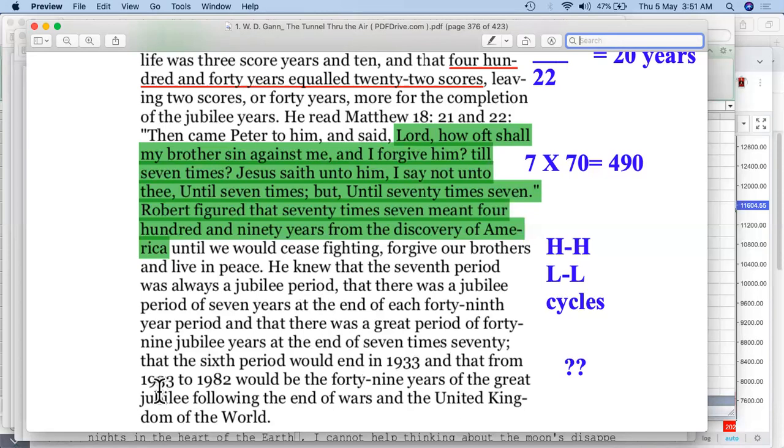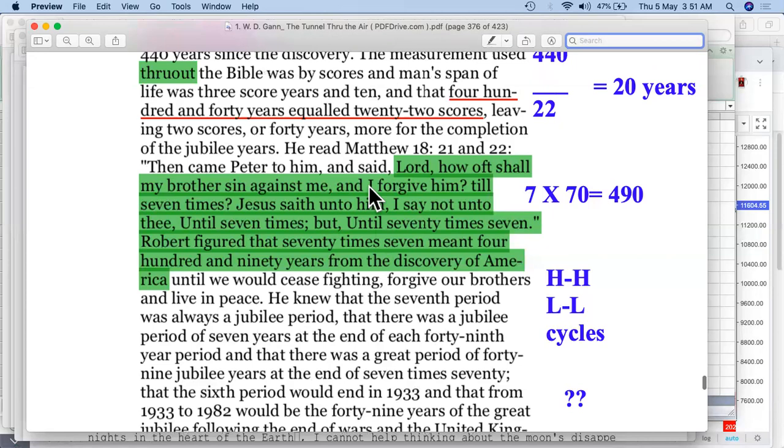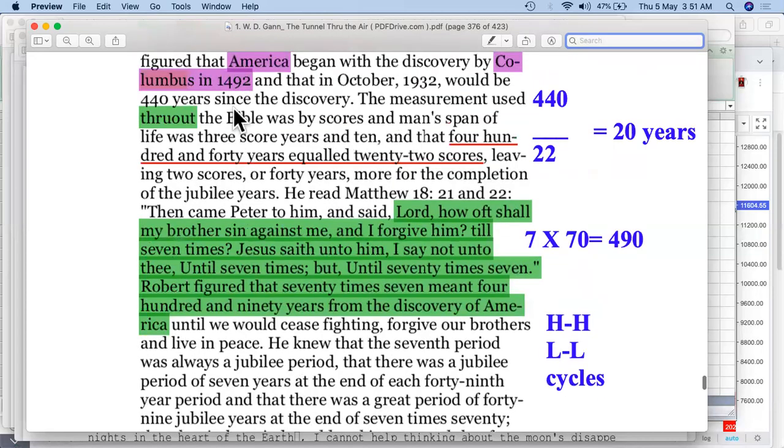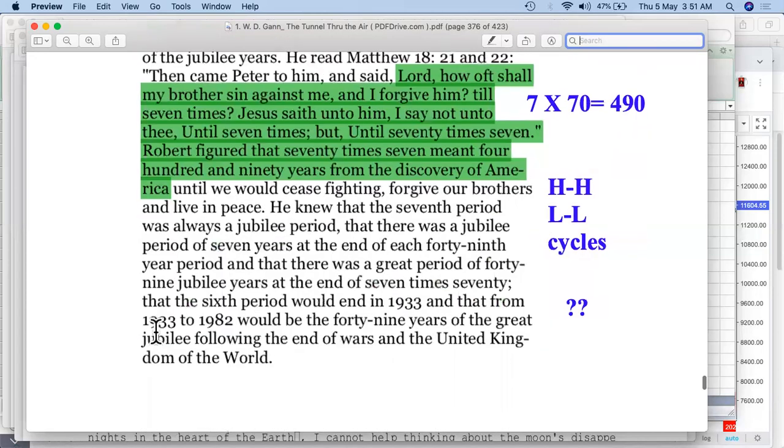And that from 1933 to 1982 would be 49 years of the Great Jubilee following the end of war. Now, if we add 1492 as per that, and if we say 1933 to 1982, that comes as a difference of 49 years. So this is something as an interpretation which is there. This is probably one doubt which is there.